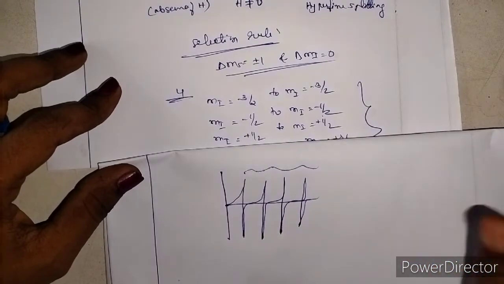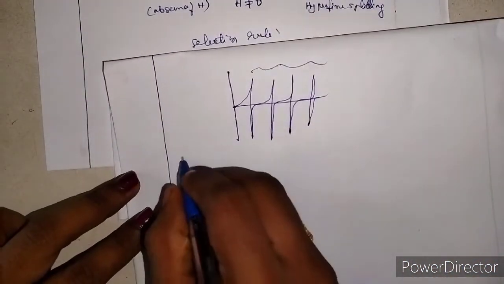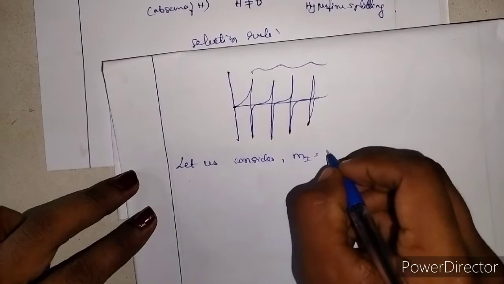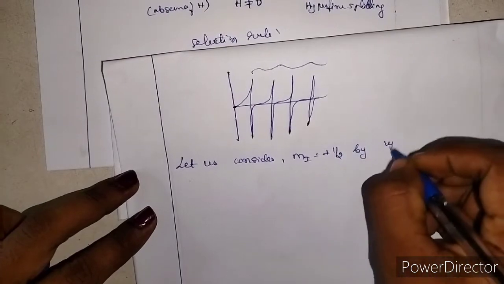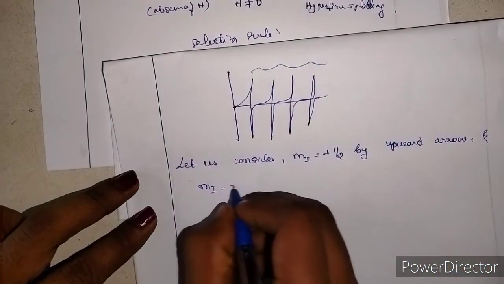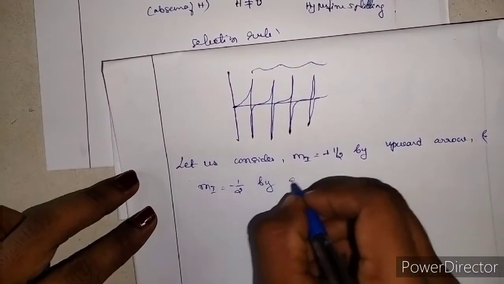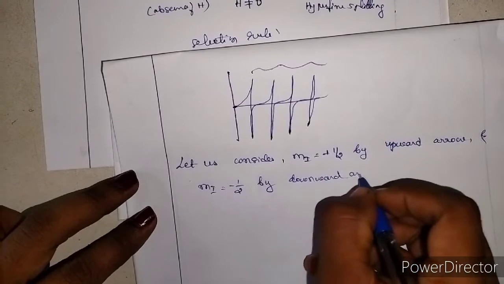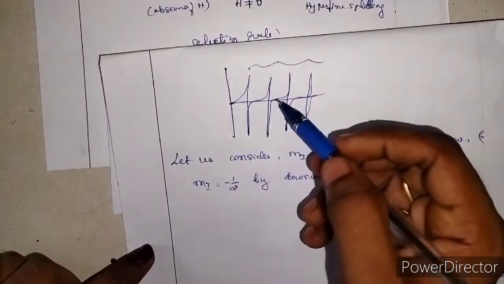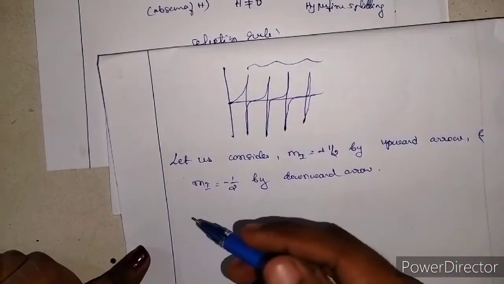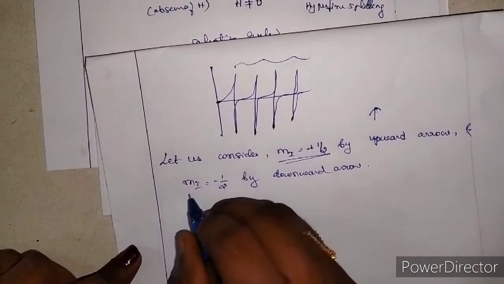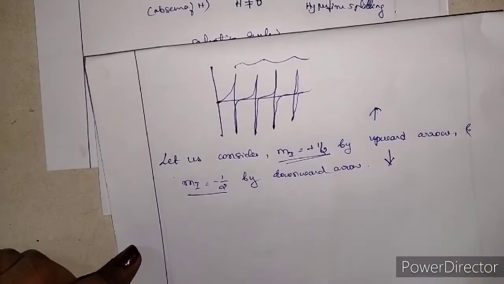To explain that, let me write here, let us consider mI equal to plus 1 by 2 by an upward arrow, and mI equal to minus 1 by 2 by a downward arrow. What are we doing? We are getting to know the intensity of these hyperfine lines, whether it is the same or different. For that reason, I considered mI equal to 1 by 2 as an upward spin like this, while mI equal to minus 1 by 2 as a downward arrow.